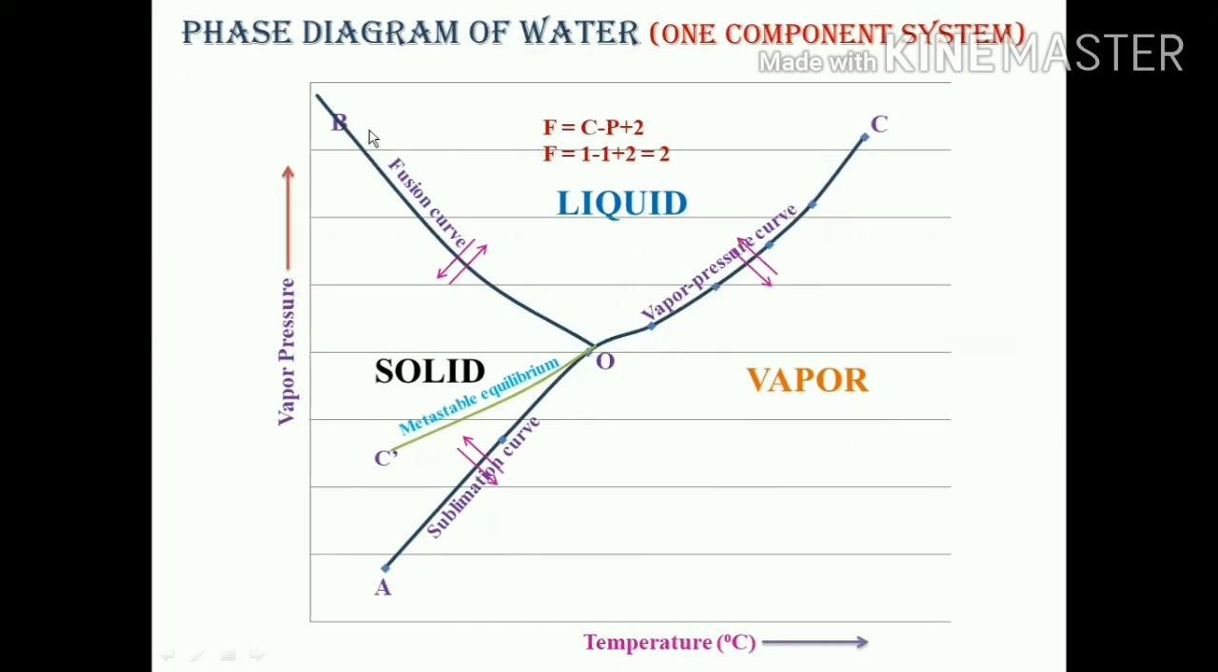Now in this particular area, the area lying above the portion BOC, what does it represent? It represents a single phase, the liquid phase. So the single phase is there, that means the value of P will be just 1. And of course, we are discussing a one component system, that is water, so the value of C will be 1 over here. So the value of F, the degrees of freedom, will be 1 minus 1 plus 2, that comes out to be 2.